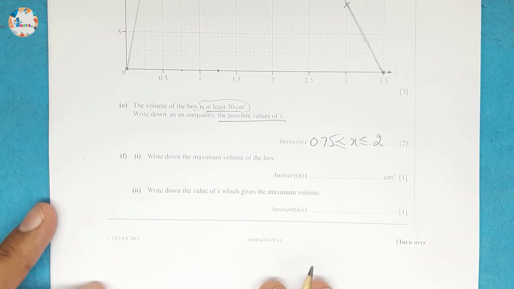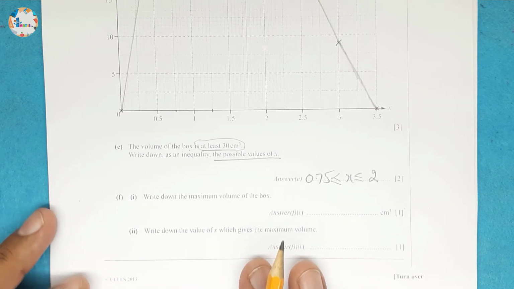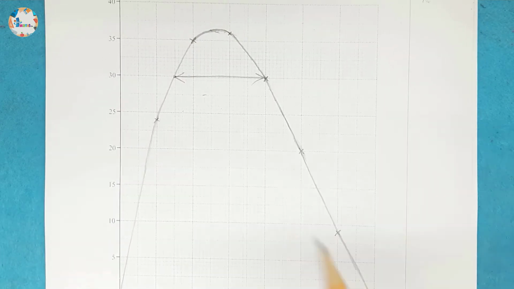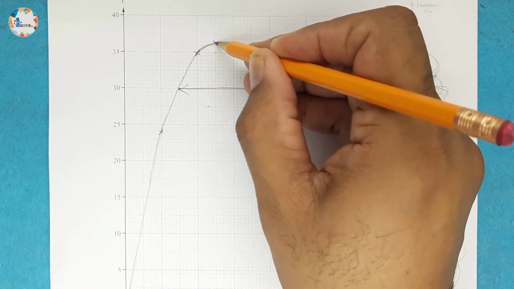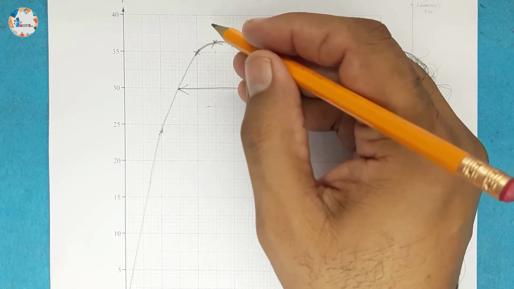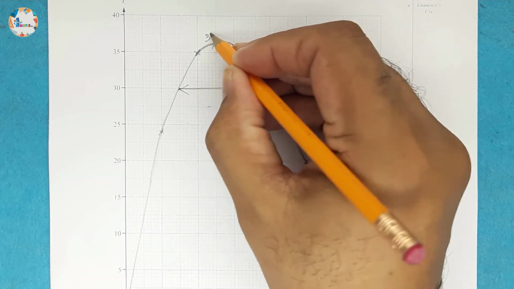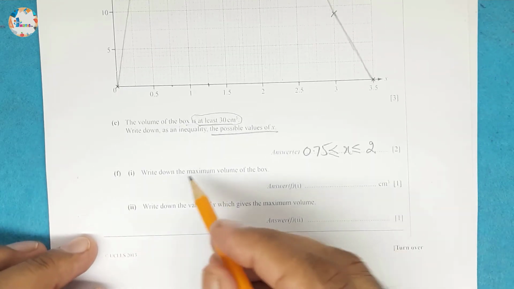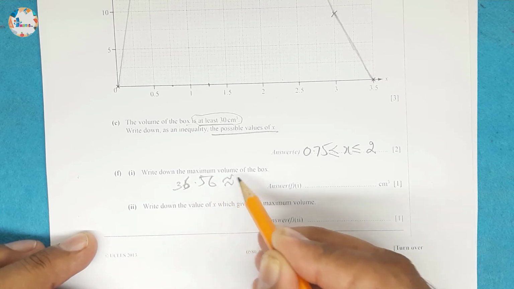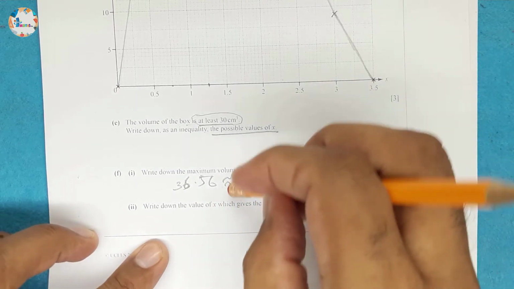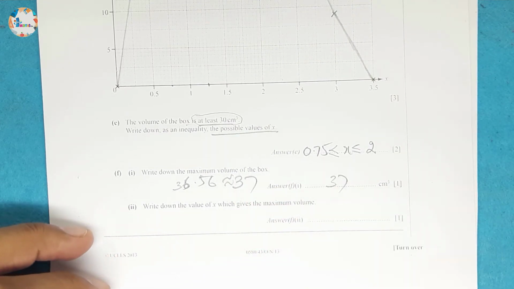Hopefully you got this. Then write down the maximum value of the box. Maximum value of the box we can see from here. This is like 30, the maximum value which we have additionally taken over here. This is basically 36.56 we have calculated, so we can write 36.56, which is approximately equal to 37. So our answer will be 37 over here.